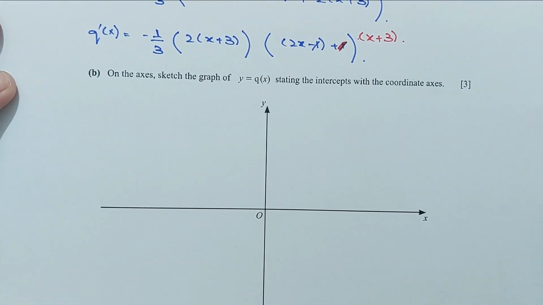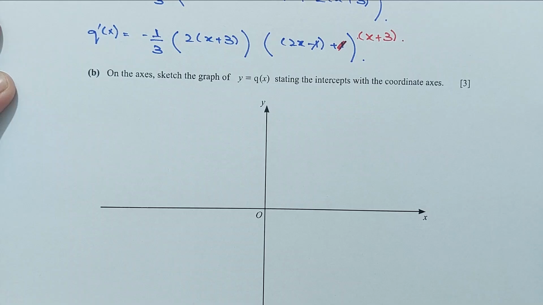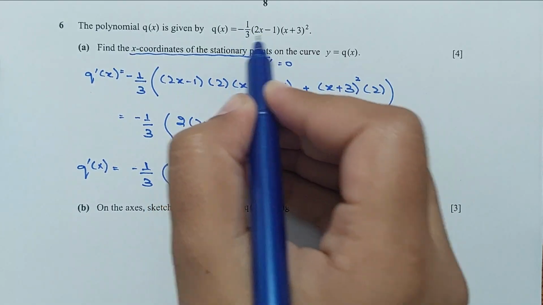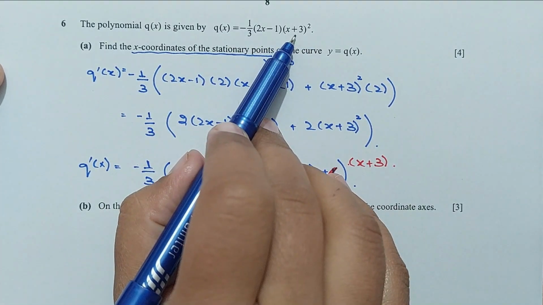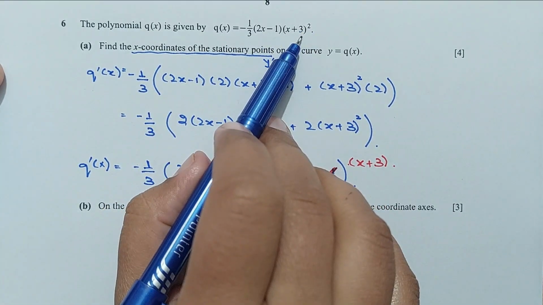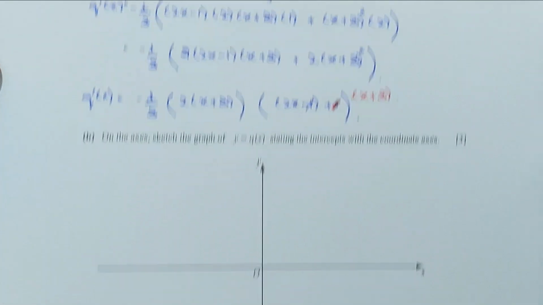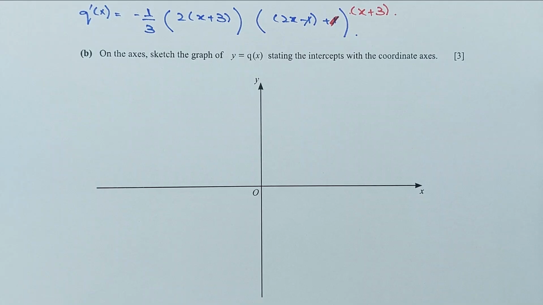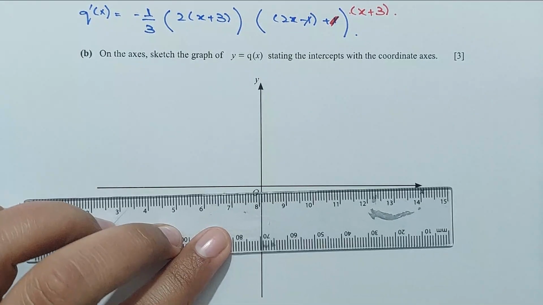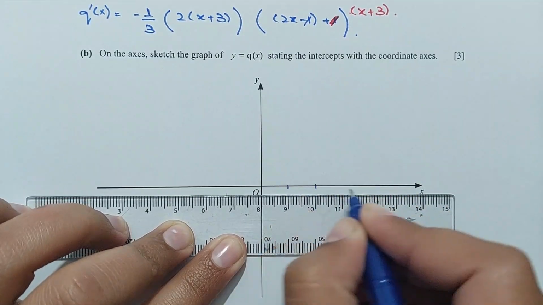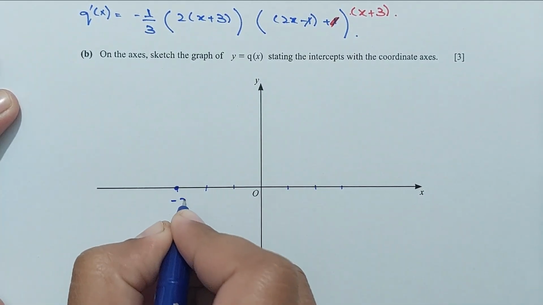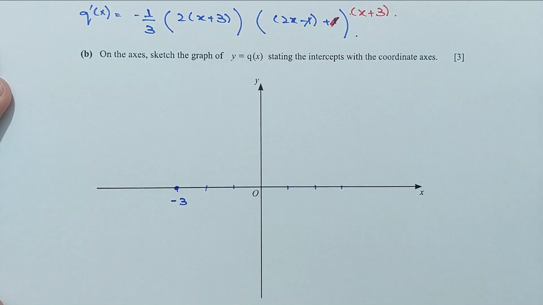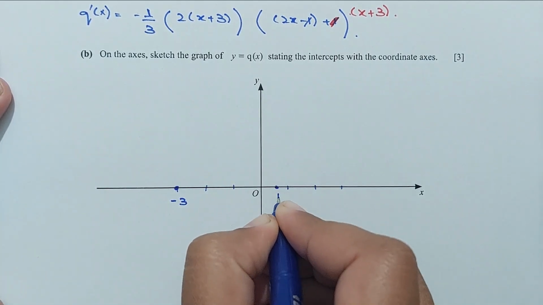Okay, now moving to part B: on the axes, sketch the graph of the function, stating the intercepts with the coordinate axes. So it's a cubic polynomial. As you can see, we have minus 1 by 3, 2x minus 1 and x plus 3 squared. So we have two zeros here, which are negative 3 and 1 by 2. Negative 3 is of order 2 and 1 by 2 is of order 1, right? So negative 3 x-intercept, let me open this over here. Negative 3 is over here. This is the x-intercept of order 2, and 0.5 is the x-intercept of order 1, 1 by 2.